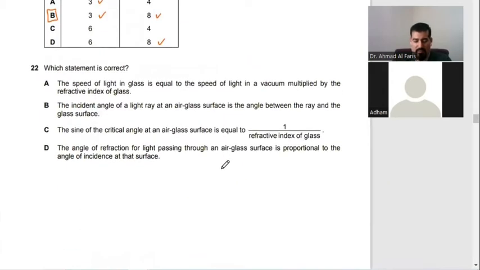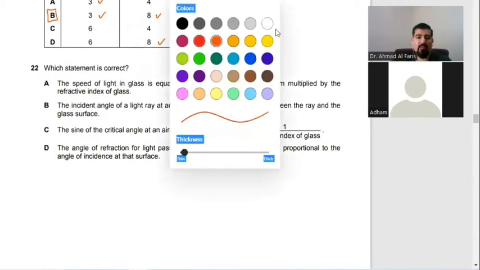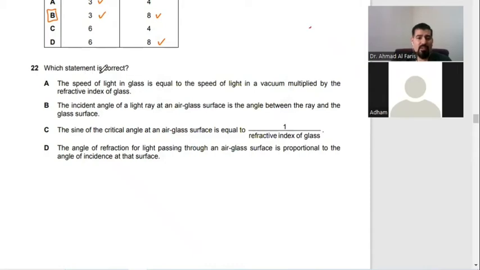Next, question number 22. Which statement is correct? A: the speed of light in glass is equal to the speed of light in vacuum. No, of course not. We know that refractive index equals c over v. So when we do cross multiplication, the speed of light in vacuum is equal to the speed of light in glass multiplied by the refractive index, not the opposite. So this statement is not correct.